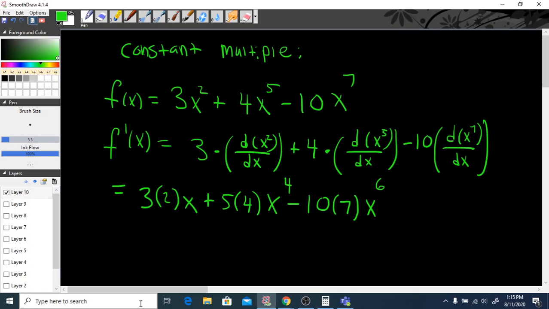Okay? So now we could just do some cleaning up, right? 3 times 2 is 6. Plus 5 times 4 is 20. Minus 10 times 7 is 70. Okay? So, that's the example of the constant multiple rule. I know that this is a power rule example, but this applies to any function in the world.